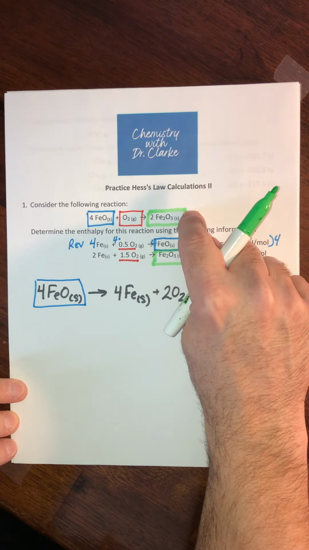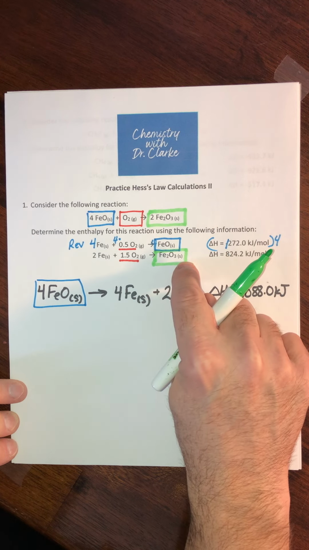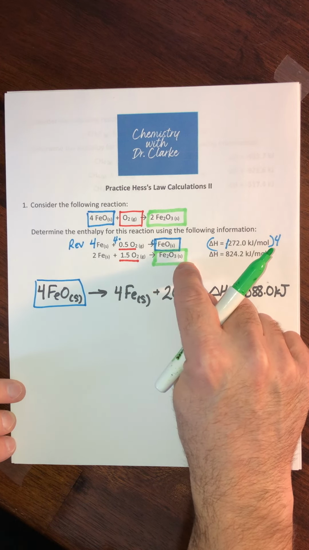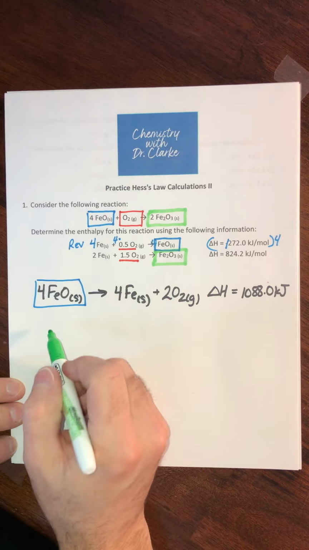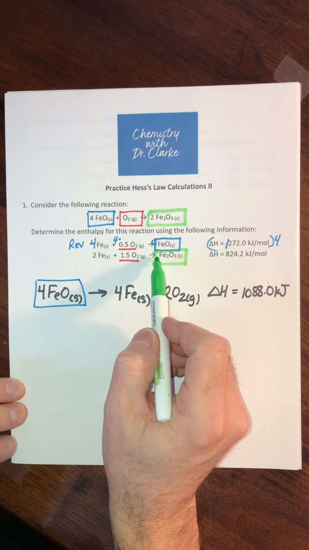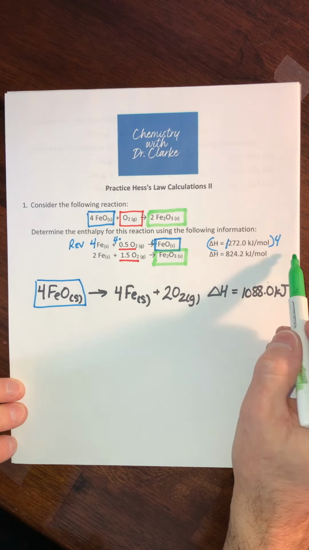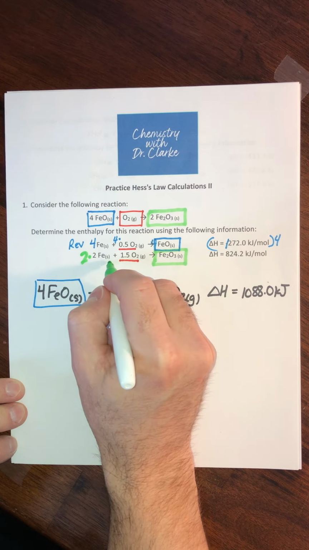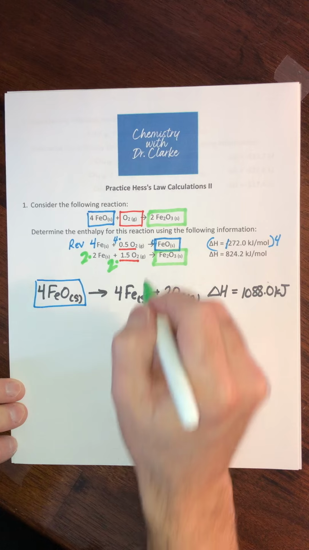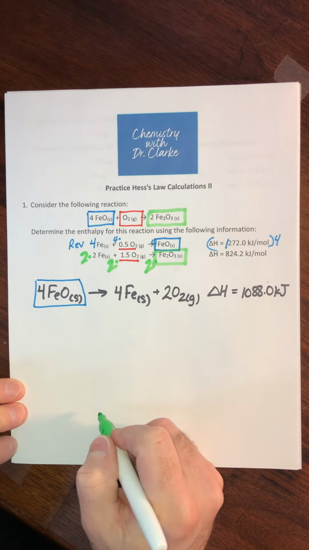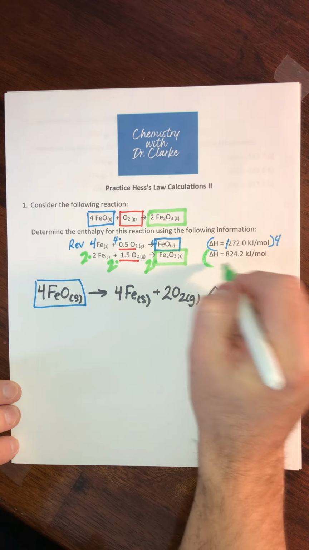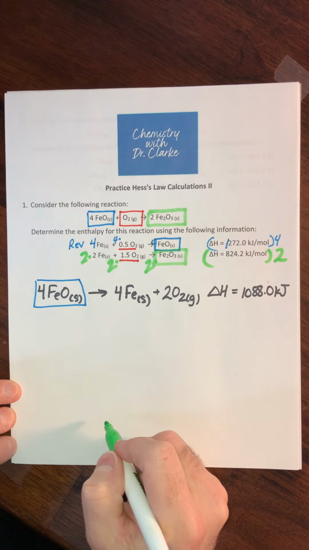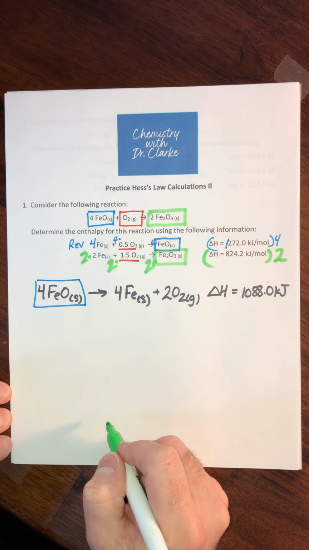The number, though, is an issue. I need 2 of them, but I've only got 1. Well, it's not a big problem, because like before, if I want to go from having 1 to 2, I just need to multiply everything by 2. So it'll be 2 times as many irons, 2 times as many oxygens, 2 times as many Fe2O3s, and I'm going to get twice as much enthalpy change.